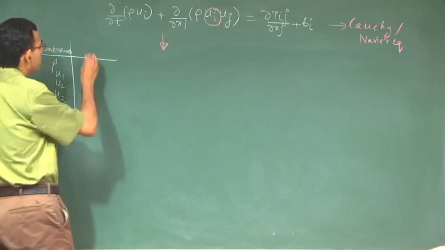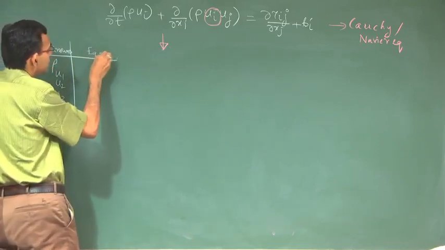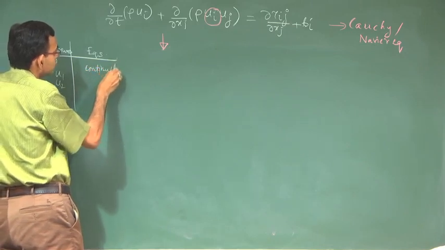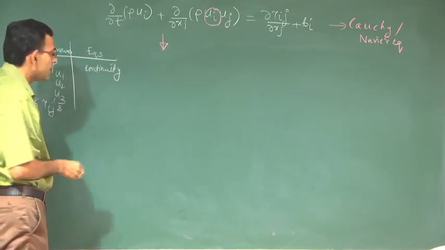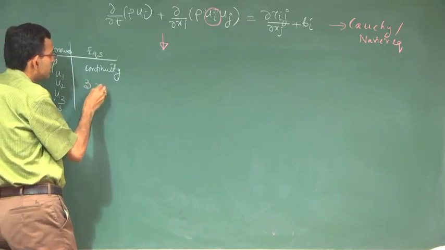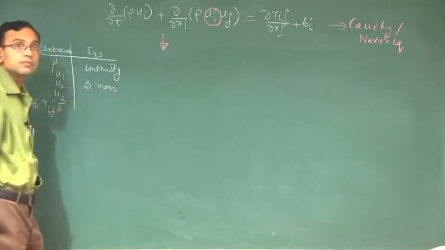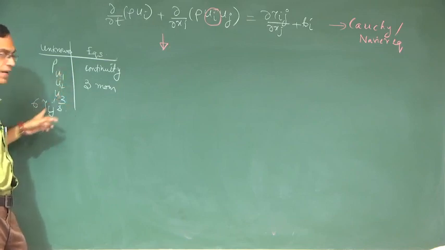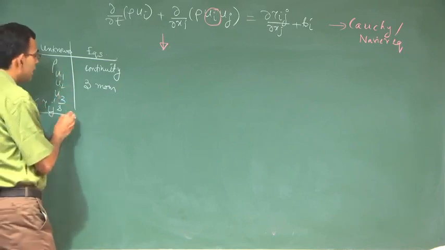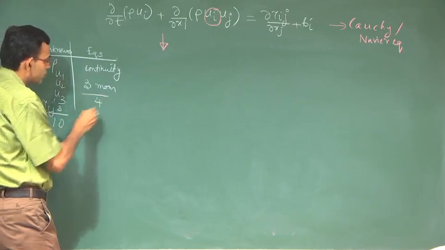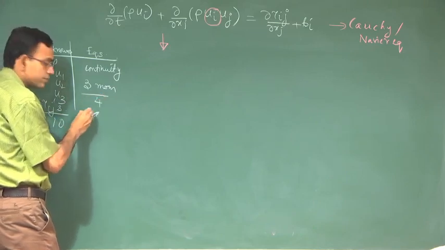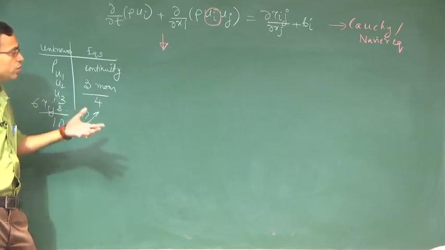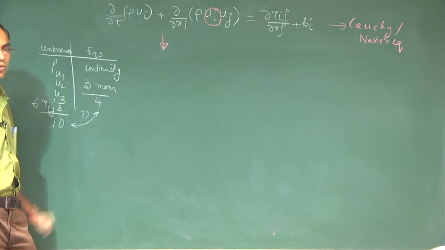So, what are the equations that we have? Equations means independent equations. We have continuity and 3 components of the momentum equation. So, we have total unknowns 1, 2, 3, 4 plus 6, that is 10, and the number of equations is only 4. So, these are not matching. We need to reduce the number of unknowns.